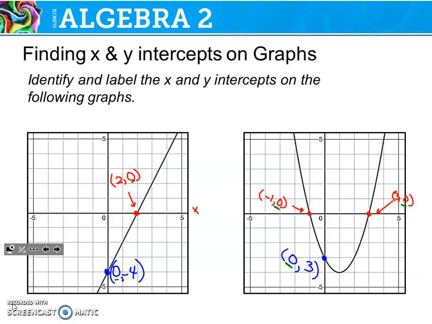Okay? So that's the first part of this note series here, finding our x and y intercepts based on our graphs. So now the next video will be how do we find x and y intercepts algebraically.